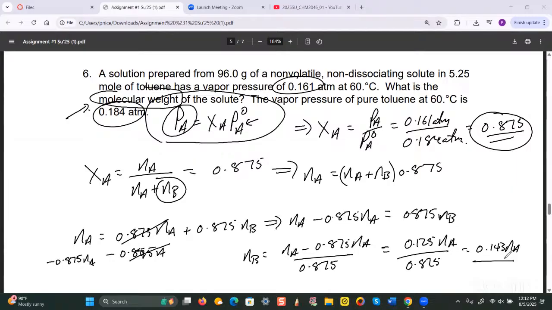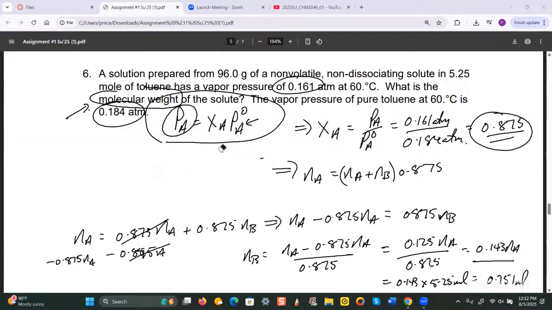And Na is given as 5.25. So 0.143 times 5.25 moles. And let's see what that gives, 0.143 times 5.25. According to my calculation, this works out to be 0.751 moles, right? So that's the number of moles of the solute. But the question is asking for the molecular weight of the solute. So the next step would be to divide the mass of the solute by the number of moles, and that will give us the molar mass.